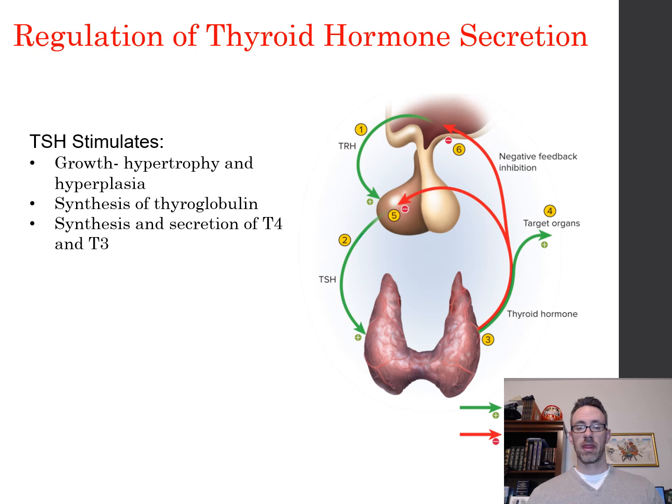TSH, thyroid stimulating hormone, is, as its name implies, going to stimulate the thyroid gland. It stimulates the follicular cells. It's going to bind to receptors on the follicle cells.